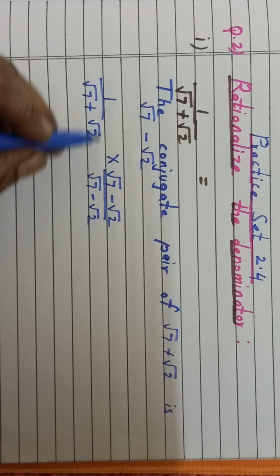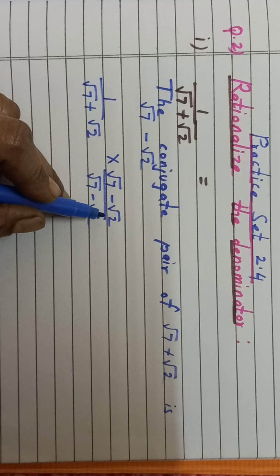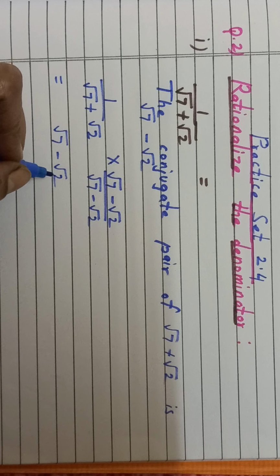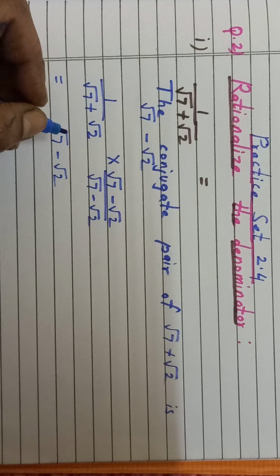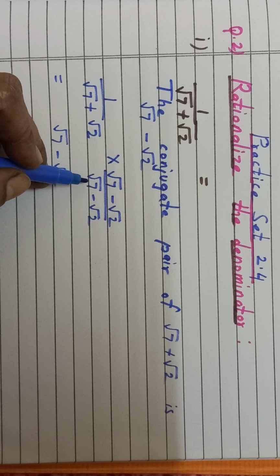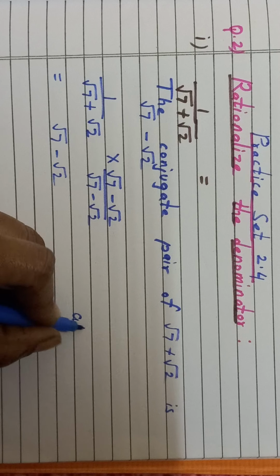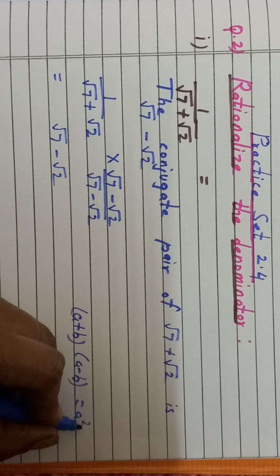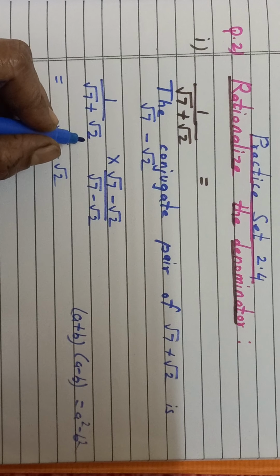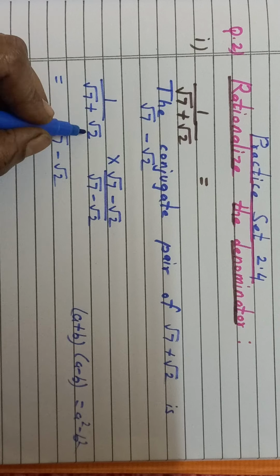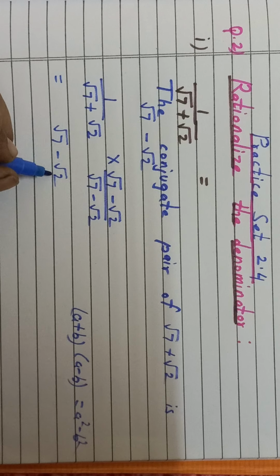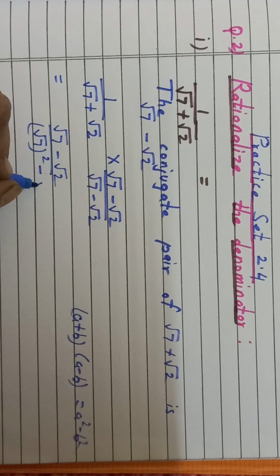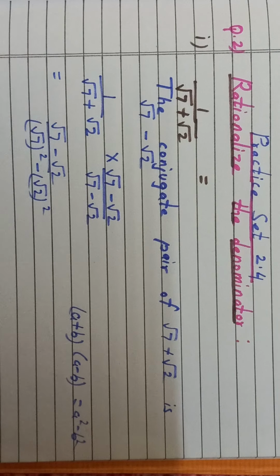So we have multiplied, and 1 into root 7 minus root 2, we just write it as it is: root 7 minus root 2. And here we will put brackets. Now the formula which I explained earlier can be applied: a plus b into a minus b is a square minus b square. Same concept we have to apply here also. This is a, this is b. So you will get root 7 square minus root 2 square.